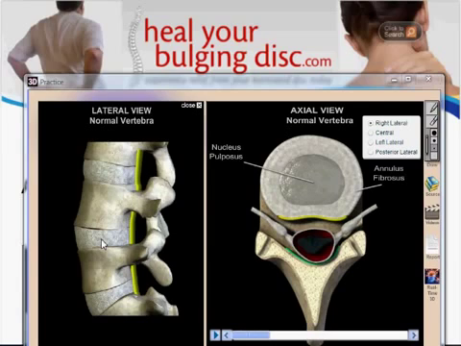So anytime that you have a shock that's applied to your spine, the discs are supposed to absorb that shock, and what that does is it prevents the bones from being damaged, and it also prevents the bones from rubbing together and causing you pain.